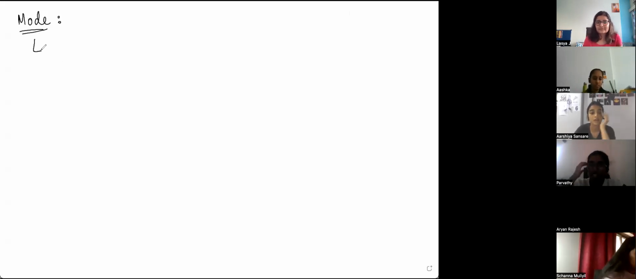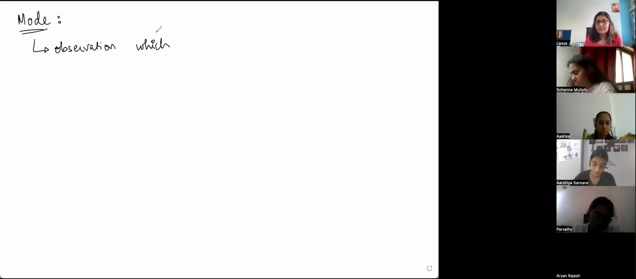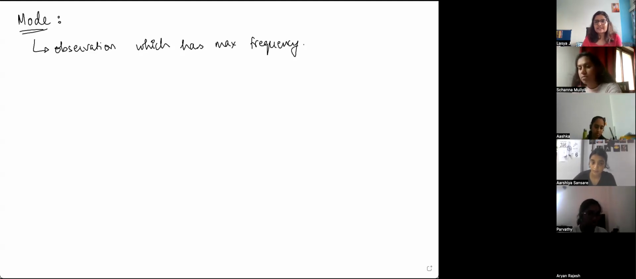It was something like a number which was repeated the most in the table. Correct. So the observation which has repeated the most, matlab, which has maximum frequency. Okay, so that's what mode is. Highest frequency, yes.